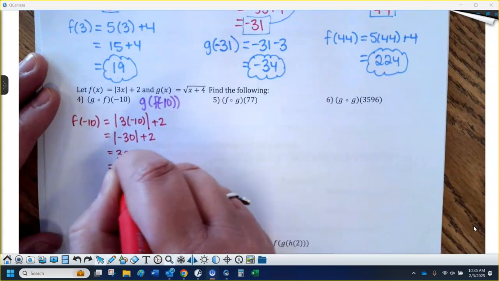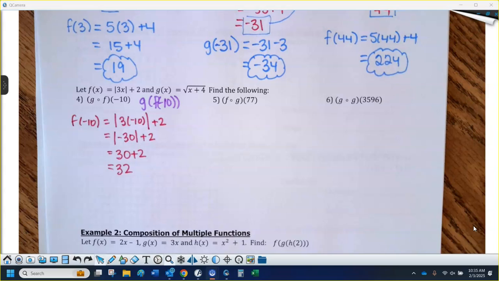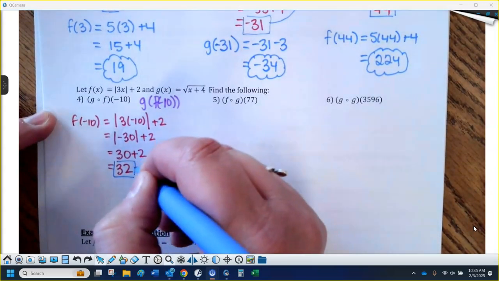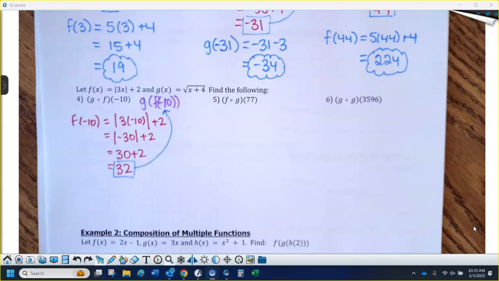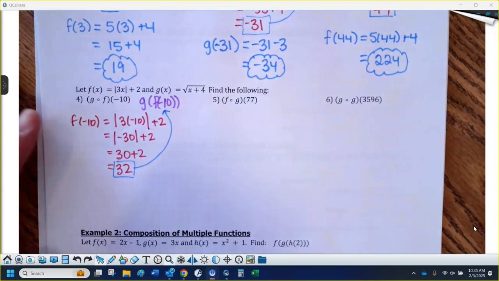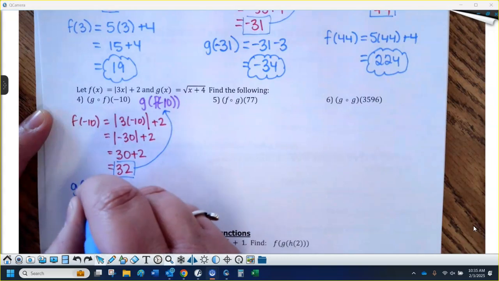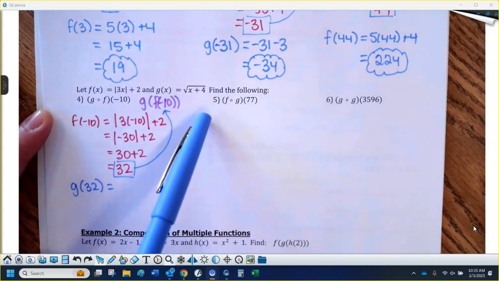And ultimately, you don't have to write out all these steps. I just want to show you where it comes from. That should be 32. All right, once you got that, that's what f of negative 10 is equal to. So you're just going to substitute that in for the f of negative 10. So then, to answer the question, we're going to plug 32 into that lovely g of x function.